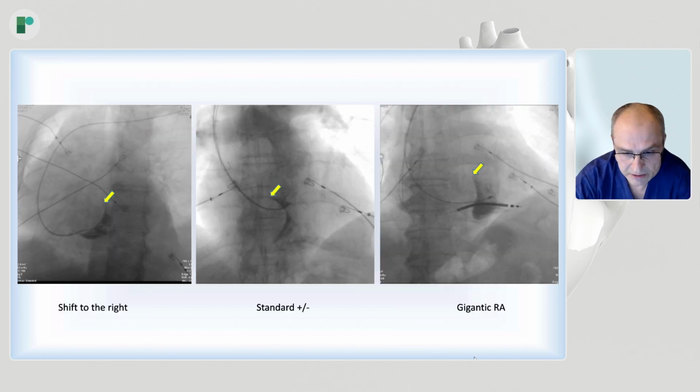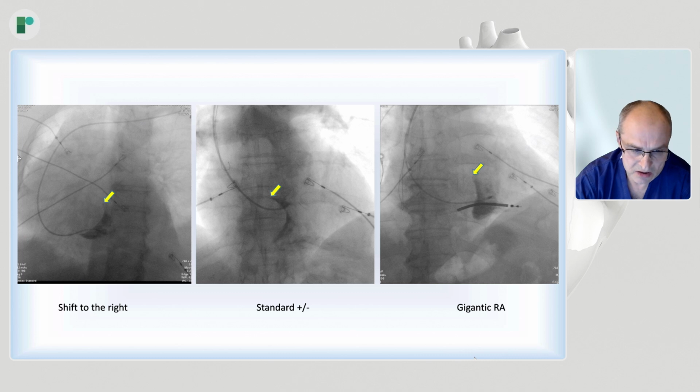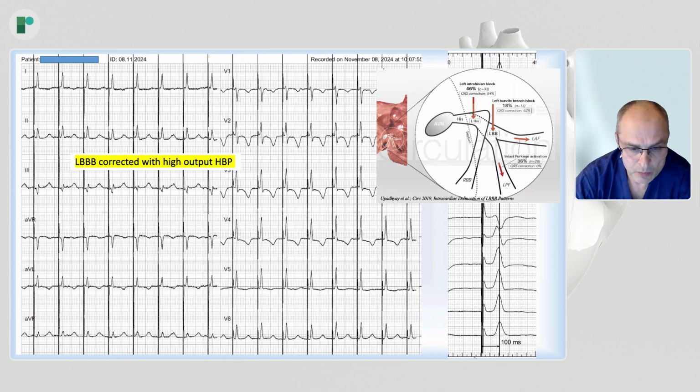Please change the slide. So this is just illustrating why it is important to give contrast. You see, the His can sometimes be shifted to the right, sometimes it can be over the spine, and sometimes, when there is a gigantic atrium, the shift can be to the left. So you don't know. Well, you can do it without the contrast if you are experienced, but I think it's much faster and much more precise when you give contrast. You are not doing it blindly. Okay, that's a little digression. Let's go back to the case.